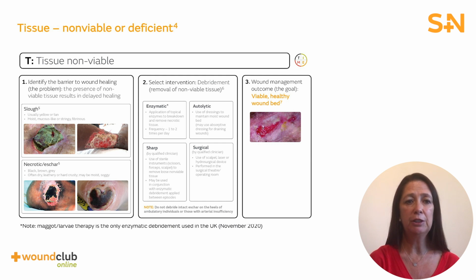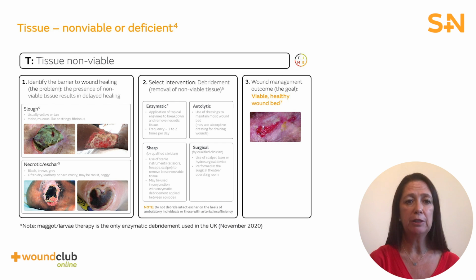Necrosis, eschar and slough are terms that describe non-viable tissue. For epidermal cells to migrate across a wound surface, a well-built extracellular matrix is required. Therefore, early interventions to remove devitalised tissue are an essential part of wound management.